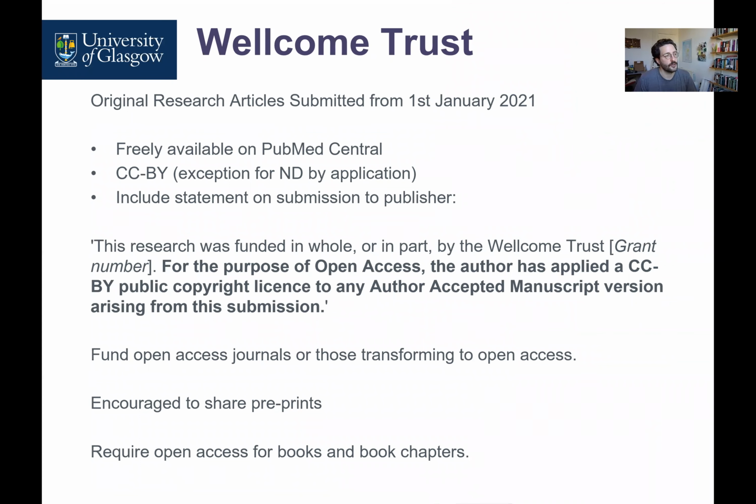The Wellcome Trust has a new policy which applies to original research articles submitted from the 1st of January 2021. Articles must be freely available on PubMed Central, must have a CC BY license, and the author must include a statement of acknowledgement on submission to the publisher. This allows the author to make an accepted version open access, for example, via the University Repository or Europe PubMed Central, even if the publisher doesn't offer a compliant open access route or funds aren't available to pay the publisher.